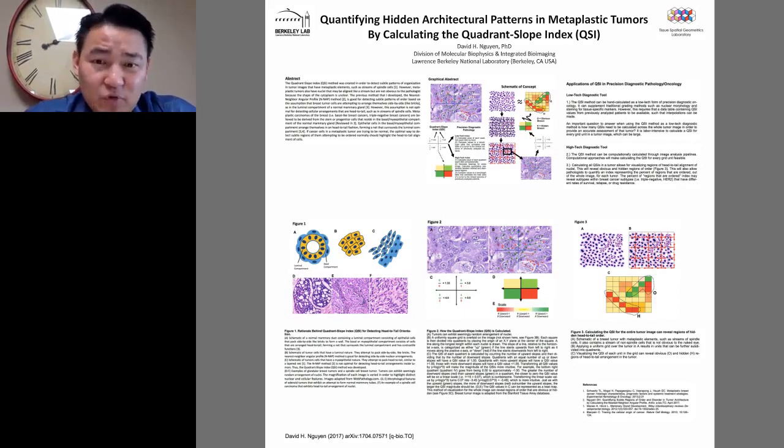In order to do this for metaplastic tumors, I created what's called the Quadrant-Slope Index. If you look at Figure 2, the way you would do the Quadrant-Slope Index, or QSI, is to divide the entire image into a grid of uniform squares. And then each of these squares you then further divide into 4 even squares, with a two-dimensional XY coordinate.